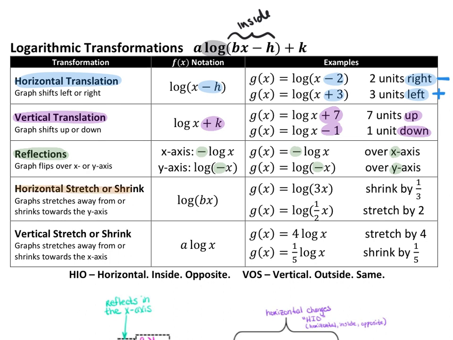Our horizontal stretches and shrinks are still equally confusing because that number is multiplied on the inside. Notice the parentheses came back because it's inside. But again, we flip the number over because it's horizontal. So 3 is going to be a shrink by a third. And 1/2 is going to be a stretch by a 2. We flip the numbers. We use the reciprocal.